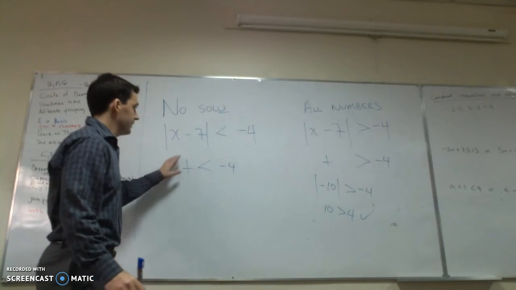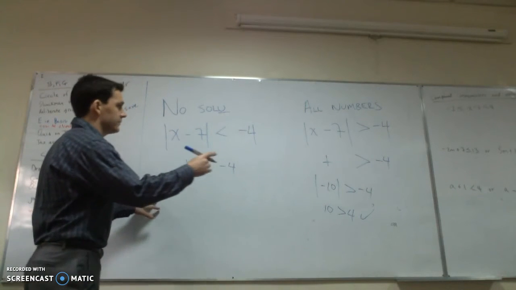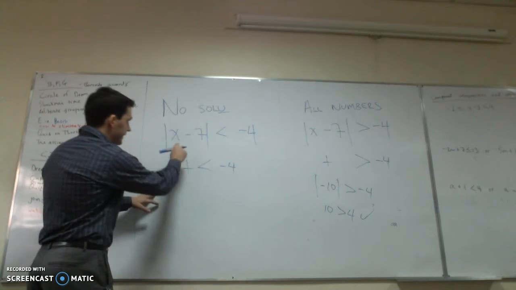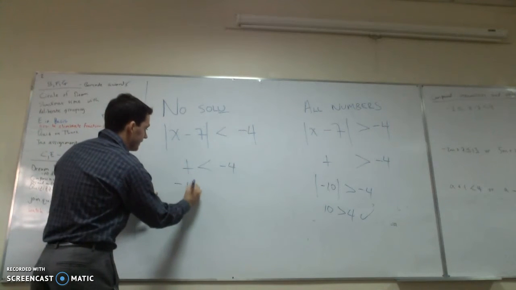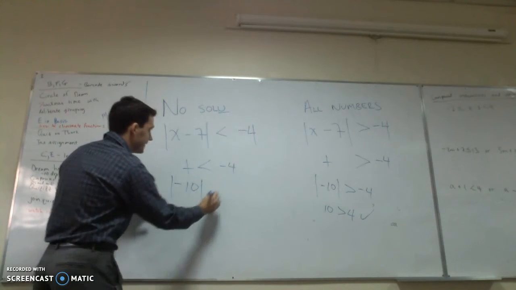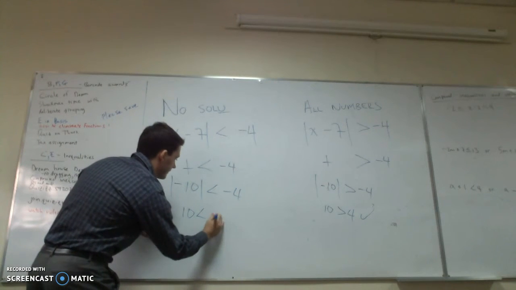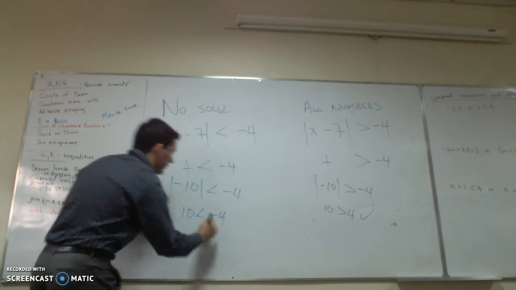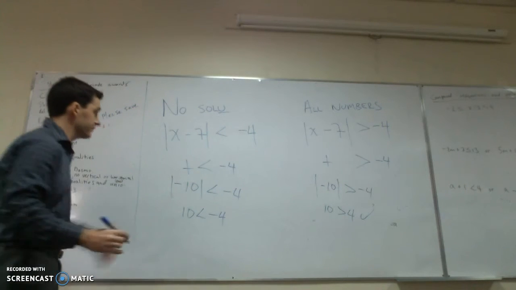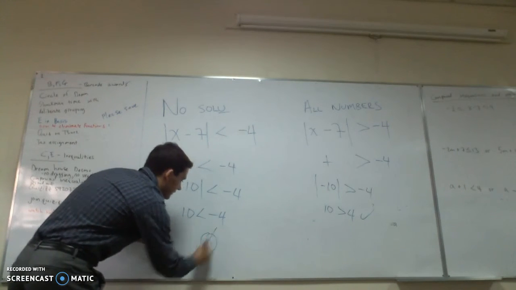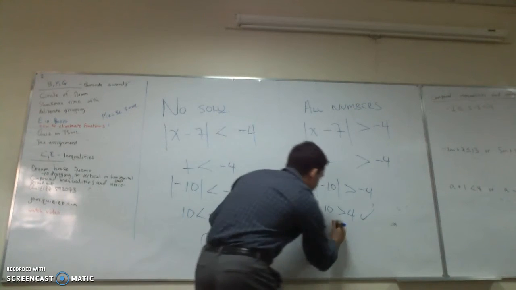But here, if we do the same equation, and I'm using negative 3 as my example, negative 3 minus 7, I get negative 10. Take it out of the absolute value sign, and I get positive 10. Is positive 10 less than negative 4? No. So this is never the case. So this is always no solution, and this is always all real numbers.